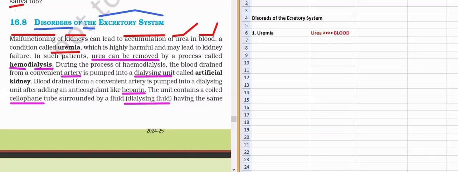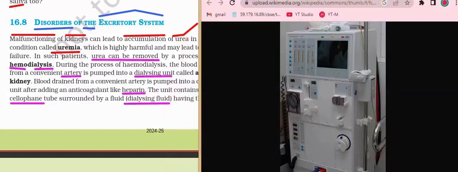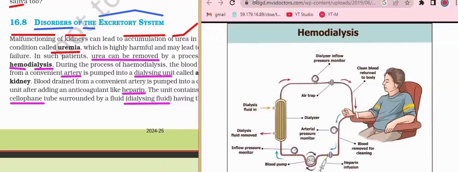I'll explain now. You see, this is a machine. First, this is the method. They take the blood from the artery and add heparin so that the blood will be in liquid form only and will not solidify. Then it is pumped by a motor to a tube. The tube will have small, minute holes, and outside there will be a fluid with an inlet and outlet.